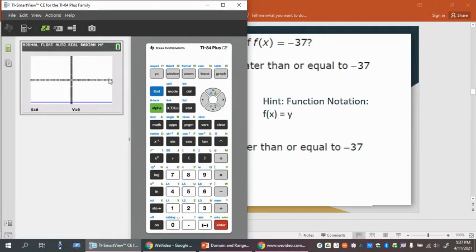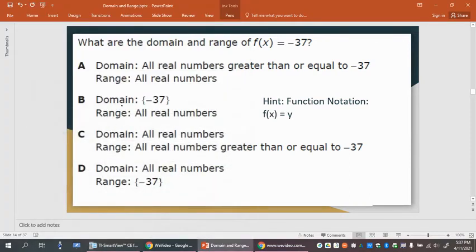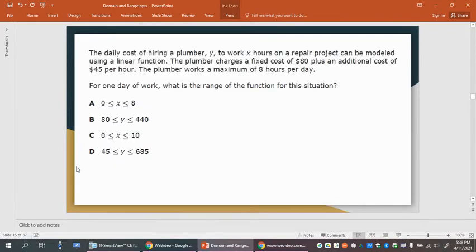But if I'm looking at my x-axis, I could have a negative 12. I could have a positive 2. So it looks like, what's our fancy term? All real numbers is my domain. So all real numbers is my domain, and my range can only be negative 37. So D is my answer. And that's a continuous function. That's why we have domain of all real numbers.